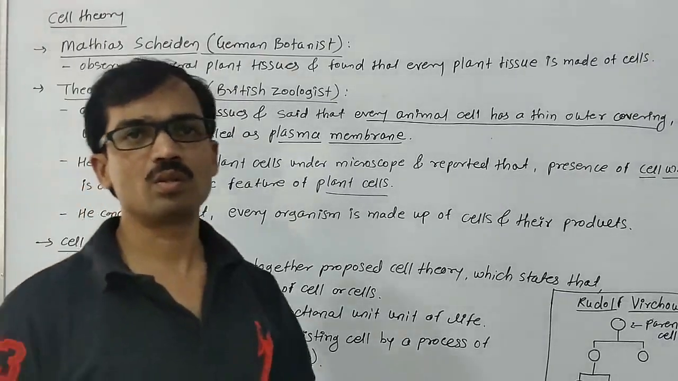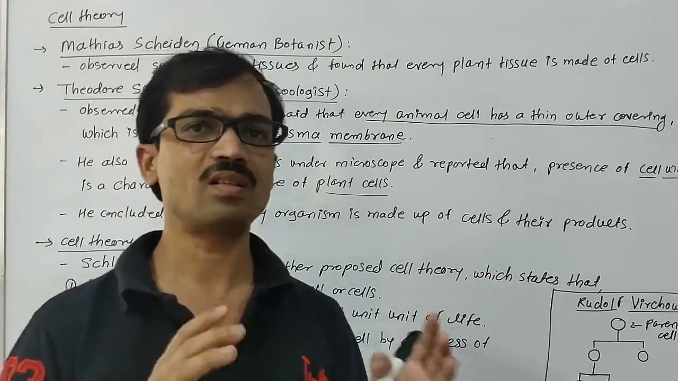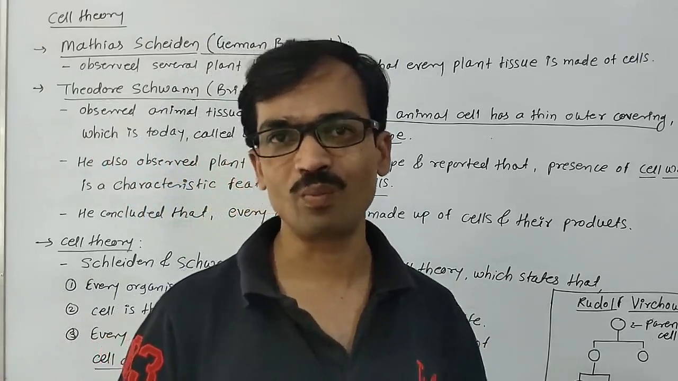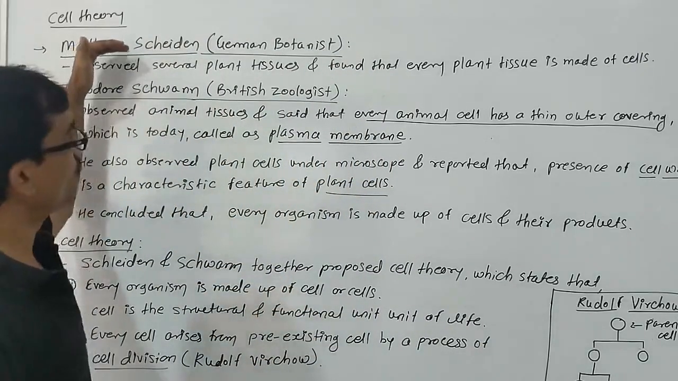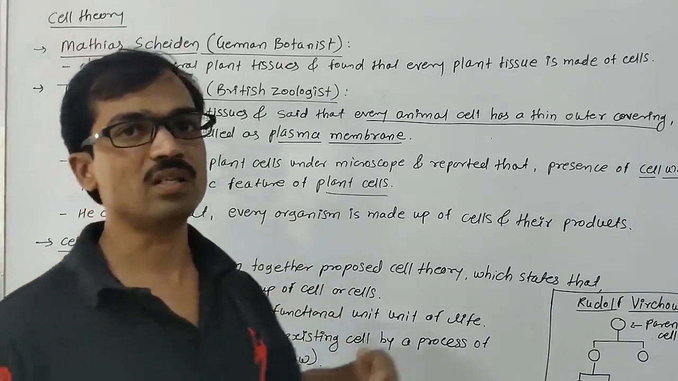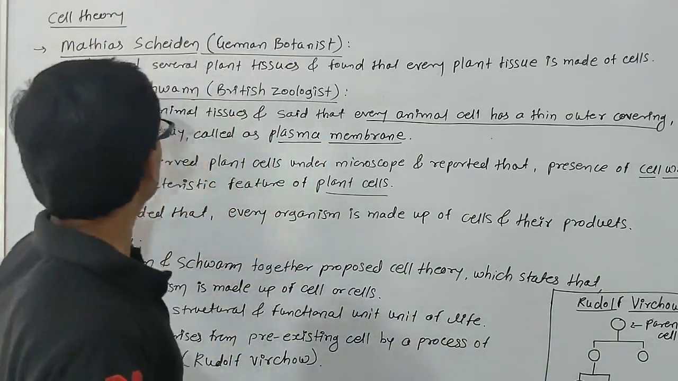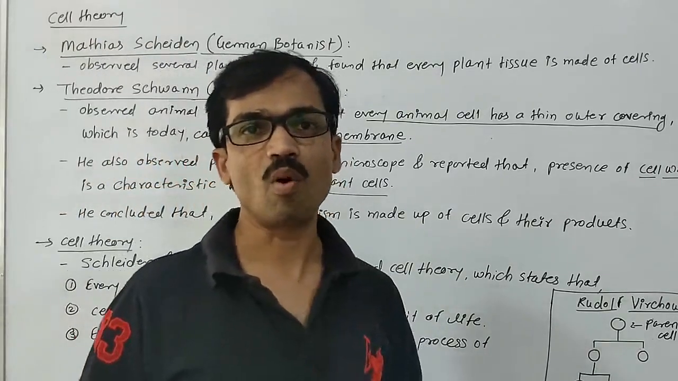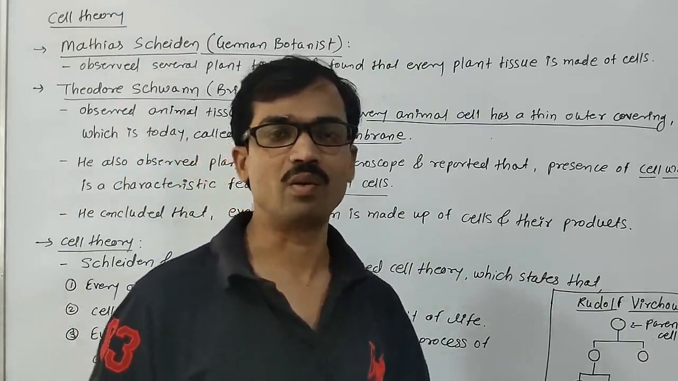Okay students, so now we will discuss cell theory. Cell theory is a set of general statements about the properties and rules of the cells inside living organisms. We will discuss the first scientist who gave some generalizations about cells. The first scientist is Matthias Schleiden, who was a German botanist. He is not alive today.